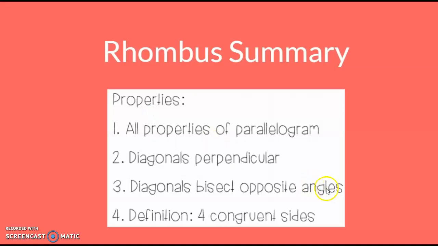So here's just a summary of the rhombus, that it has all those properties of a parallelogram, plus these new ones. Diagonals are perpendicular, diagonals bisect opposite angles, and there are 4 congruent sides.